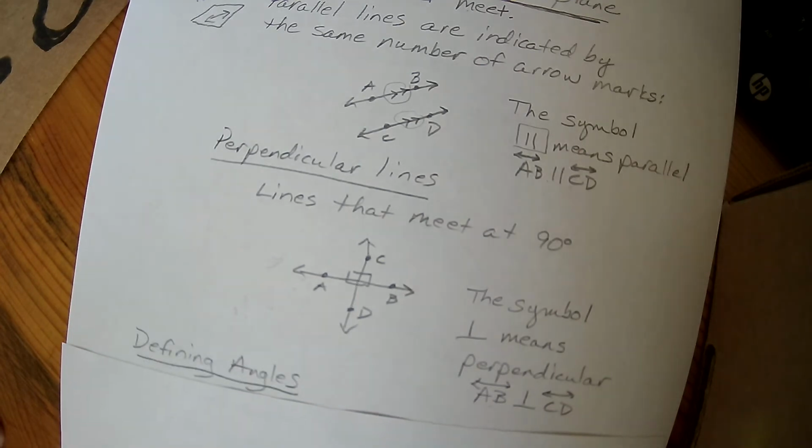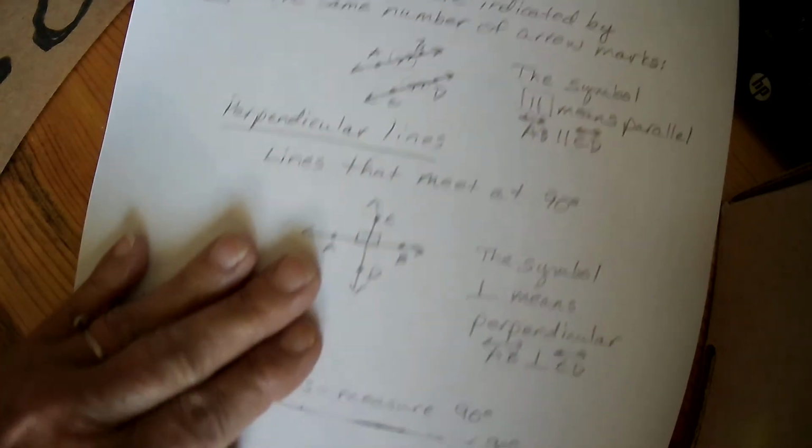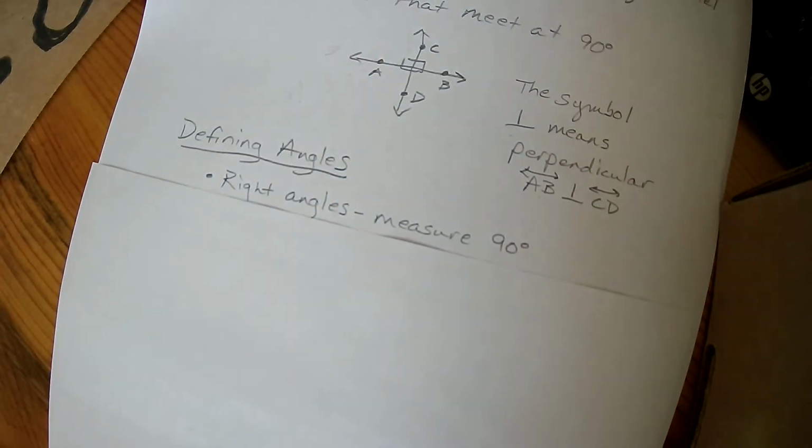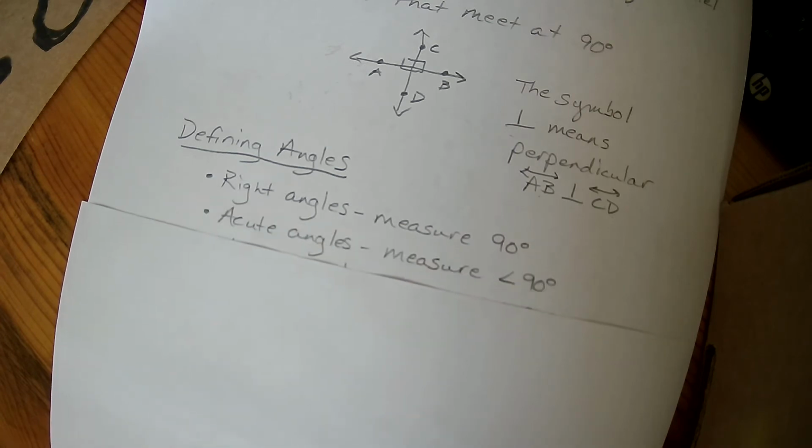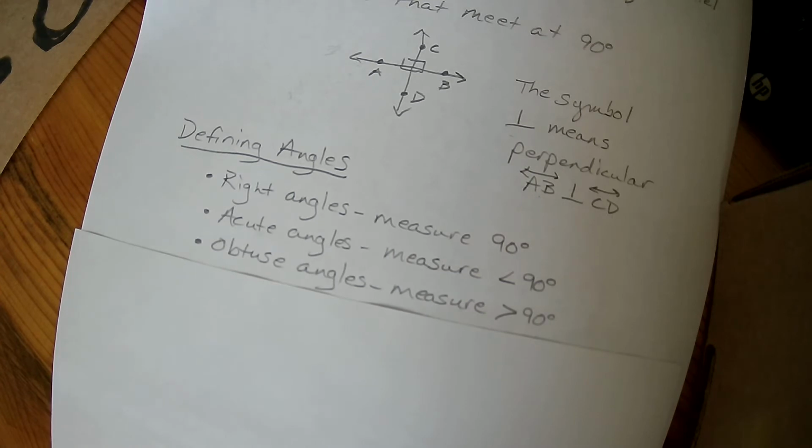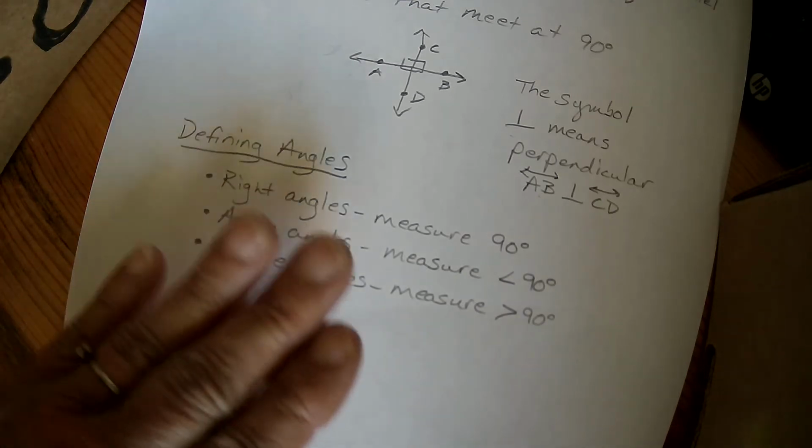All right, so now we're going to define angles. And I'm sure that this part is a total review. You guys probably already know all this stuff. Right angles are angles that measure 90 degrees. Acute angles measure less than 90. Obtuse angles are angles that measure greater than 90.